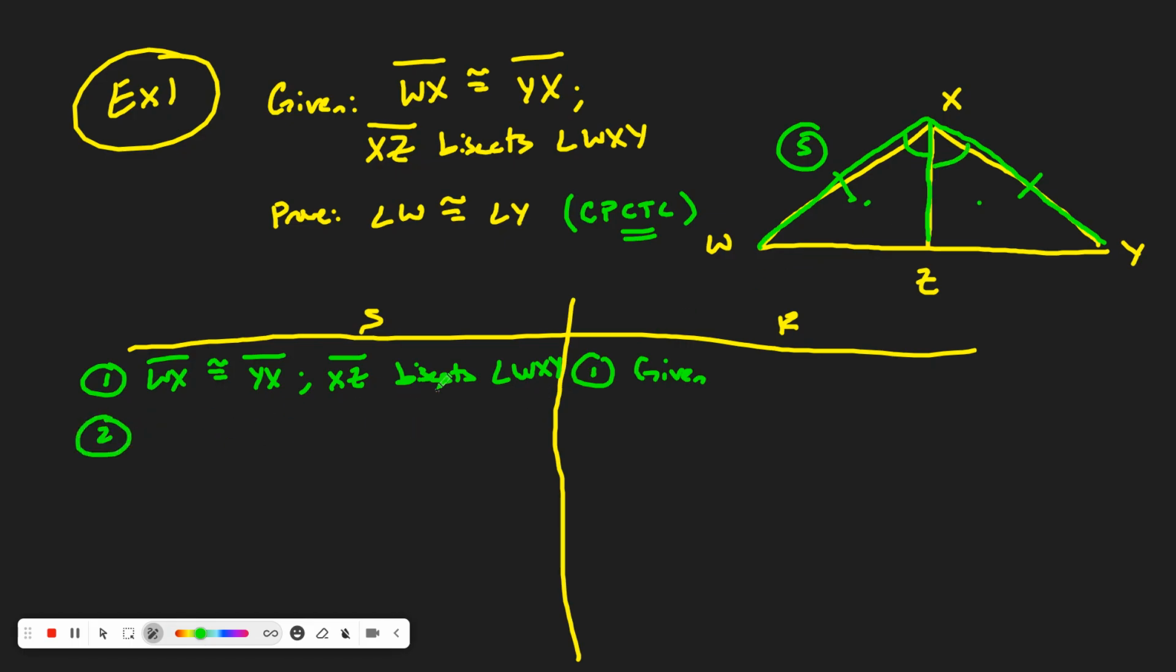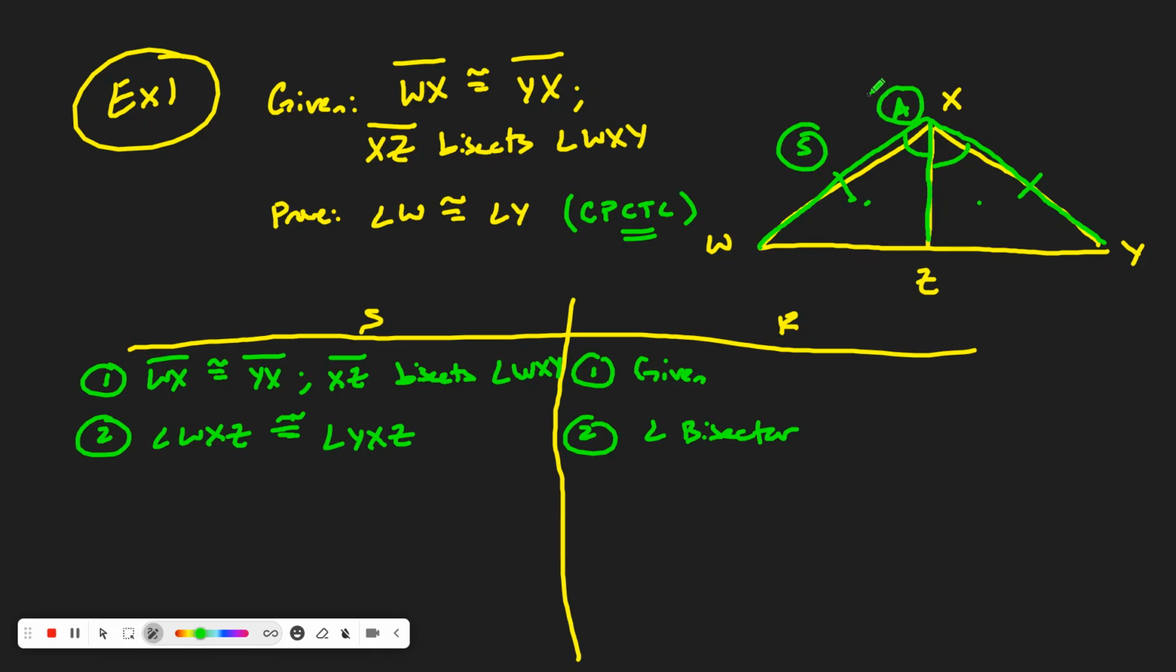Because we have an angle bisector, we know that there are two angles that are now congruent, and that is WXZ. So angle WXZ is now congruent to angle YXZ, and that is going to be because of an angle bisector. An angle bisector splits an angle into two congruent angles. And now, next to this arc, I'm going to put an A. So there's an angle pair.